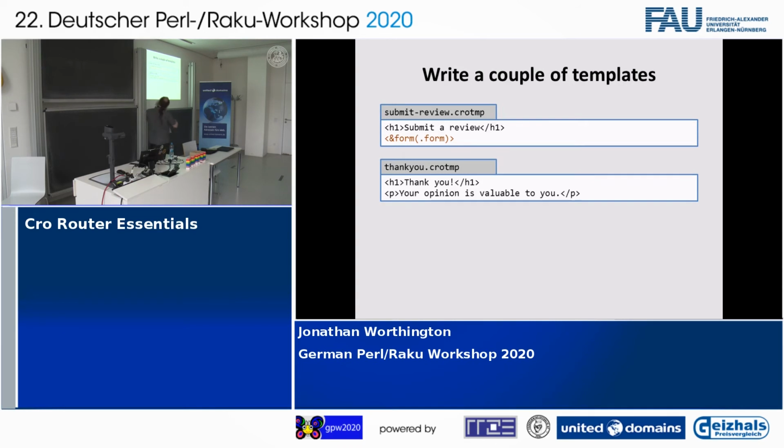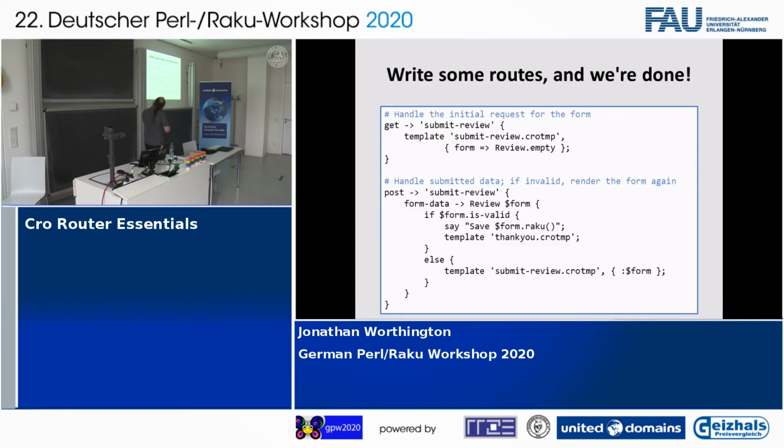So then we'll write 2 templates. One will be for submitting a review, like this. One will be for thanking people after they have submitted the review. This form thing here is part of the standard library for the templates, so it's just a built-in function. And here are the routes that we write. So when we do a GET request to submit review, we say, here's the template, and the form should just be an empty review.